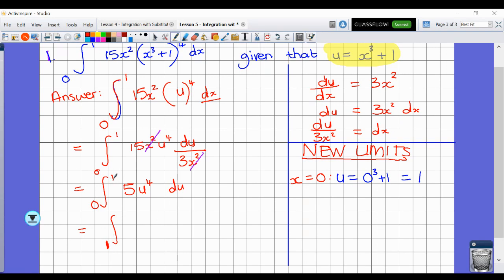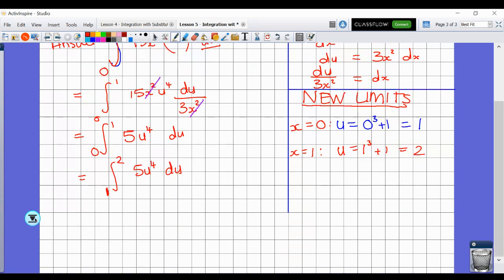Let's look at your upper limit. So this is when x equals 1. What you're doing is changing x for a 1, and let's see what u is equal to. So we're going to have 1 cubed plus 1, which is obviously 2. So your upper limit is going to be 2. Everything else can stay the same.